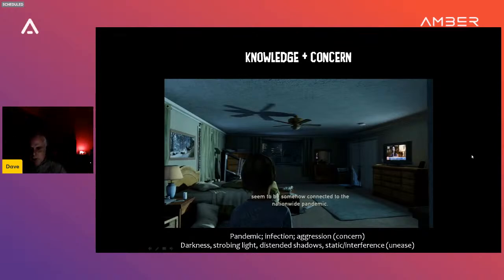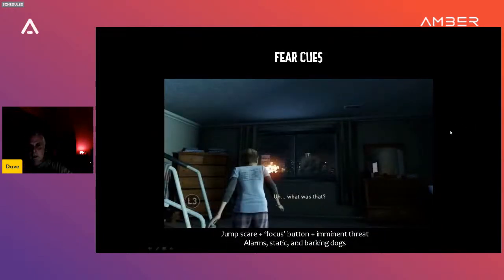There's darkness, strobing lights, distended shadows, static interference. So we're creating an unease component of the structure of fear. There's introducing L3, focus button and imminent threat. I think that was meant to be a jump scare. I'm not sure it really worked. And we've got more of those call to action cues, alarms and static and sirens kicking off.